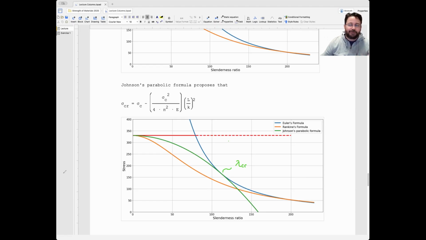And what people said, we are simplistic. Said, well, you know what? You calculate the critical slenderness. If your column's slenderness is smaller than the critical slenderness, use Johnson. If your column slenderness is larger than the critical slenderness, use Euler. So you could imagine that.